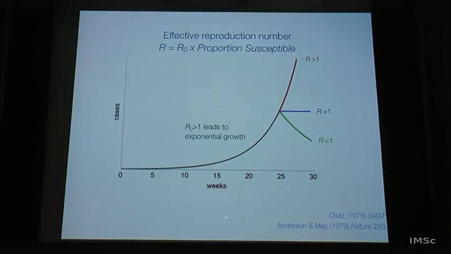So you see that to make R below 1, you can play on the proportion of susceptible or on the basic reproduction number. Those are 2 elements. So for instance, if you vaccinate people, you're going to play on this parameter, to try to vaccinate enough people so that the effective reproduction number goes below 1.